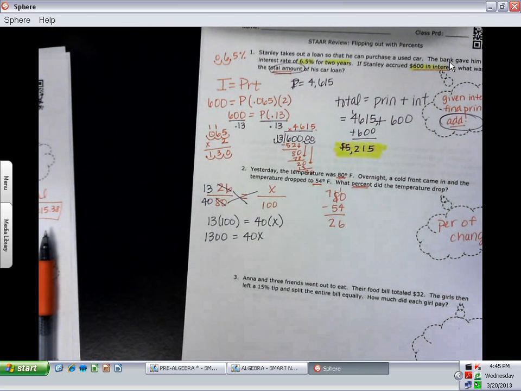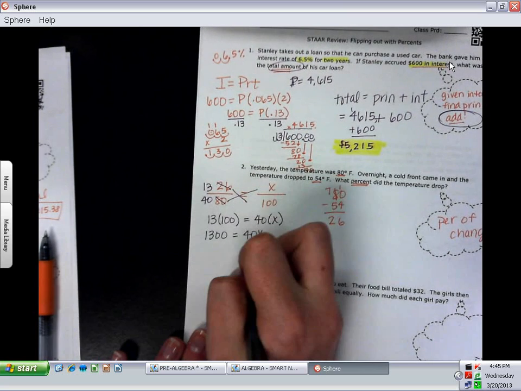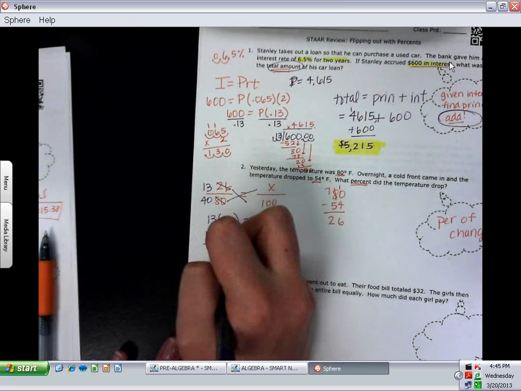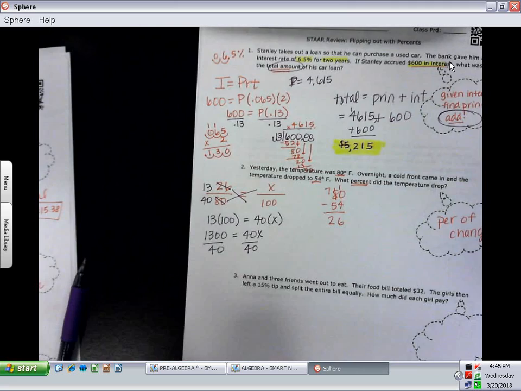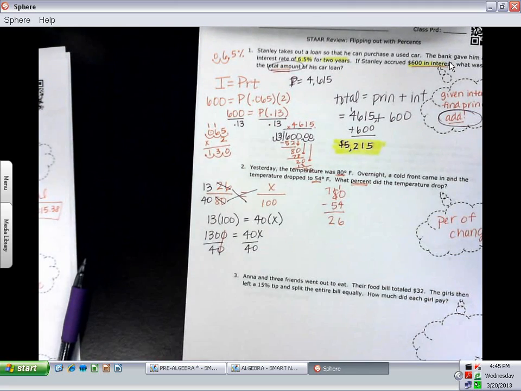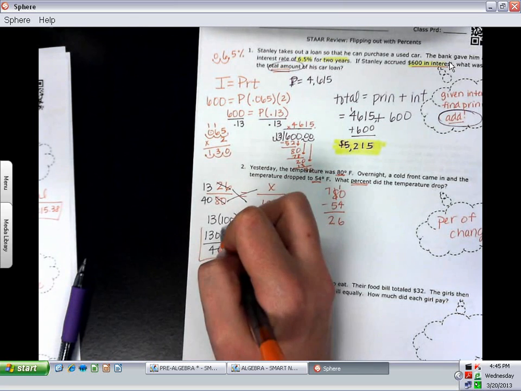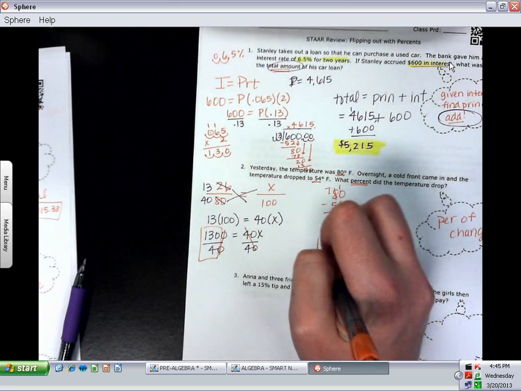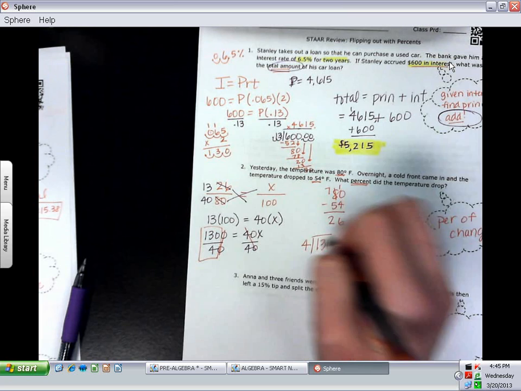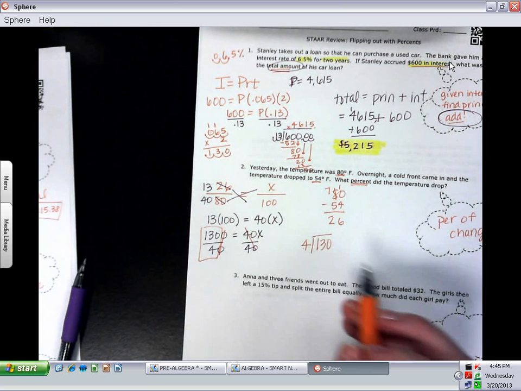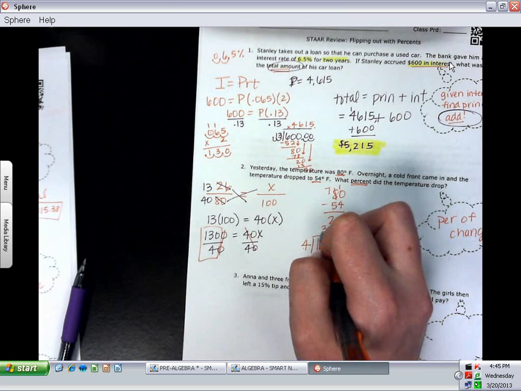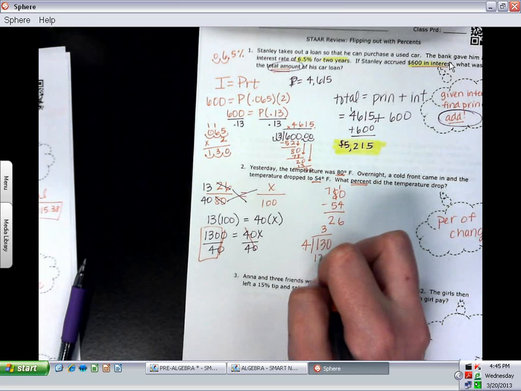And then these are being multiplied, so the inverse of that would be division. So divide both sides by 40. And what's great here is that those zeros are now going to cancel out. So I need to divide 130 by 4. 4 goes into 13 3 times. So that's 12. I get a 1 and bring down my 0.